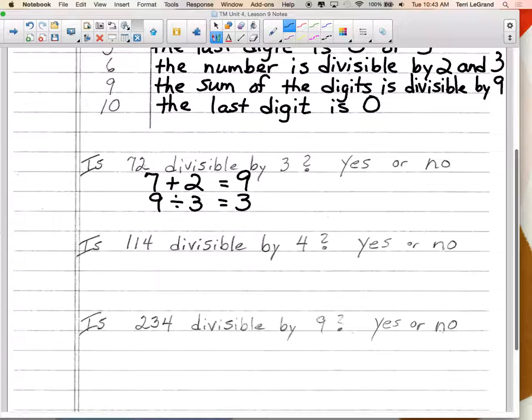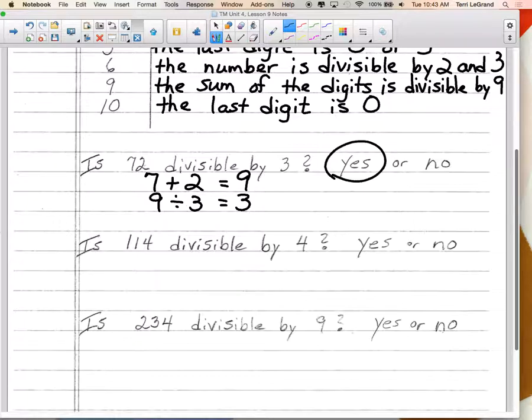This is the fear I have of us mixing up divisibility rules and the answer to division problems. This does not mean that the answer to 72 divided by 3 is 3. That is not what we've just found. Nor is it 9. What was the question? Is 72 divisible by 3? So what are we going to say? Yes, but we don't know right now what the quotient is, do we?